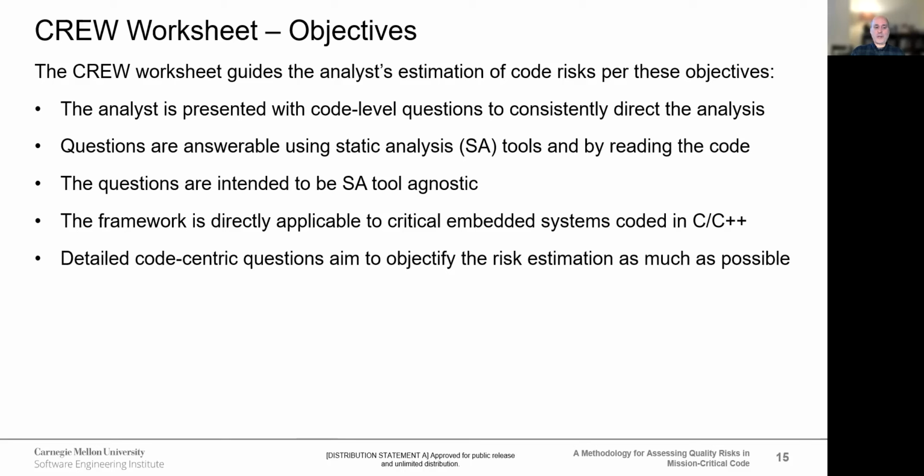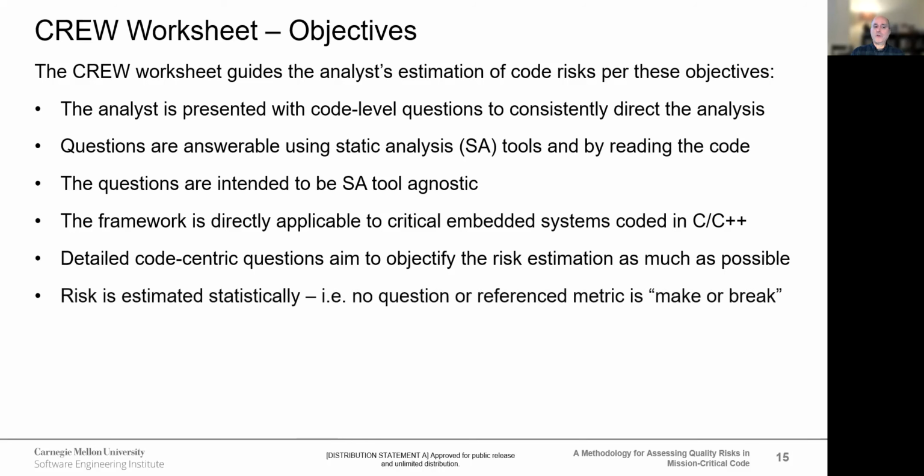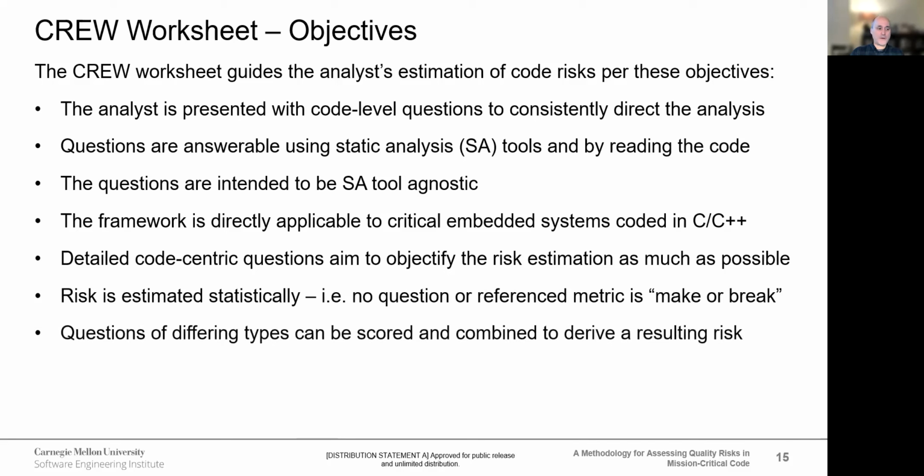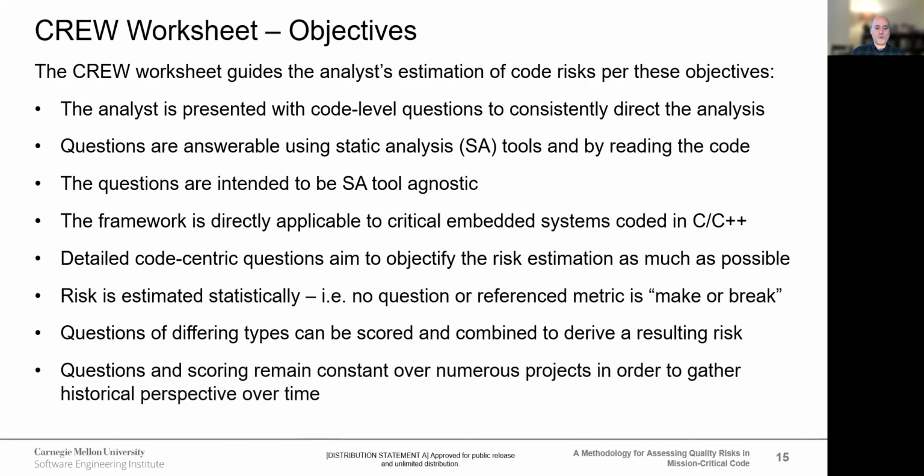The questions are aimed to objectify the risk estimation as much as possible, and no question or metric is really make or break. It's a statistical estimate of risk that we're after. The questions of different types are combined and scored to derive a resulting risk. And we try to hold the scoring and questions constant in CREW over time so that we can begin to gather some historical perspective on the code bases that we've used this methodology on.